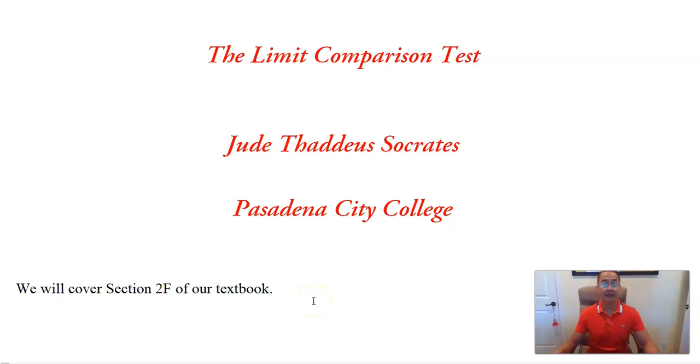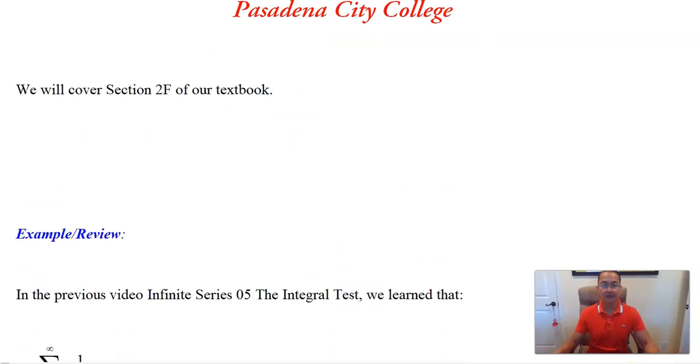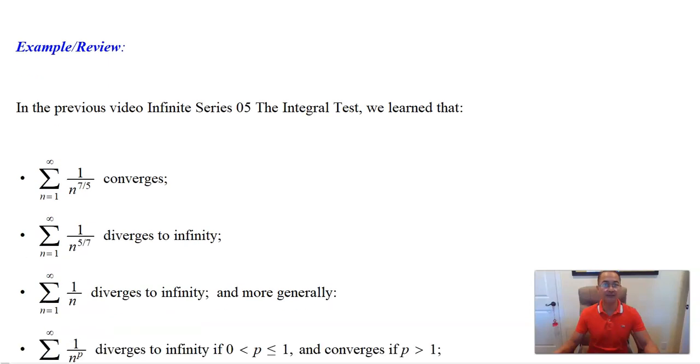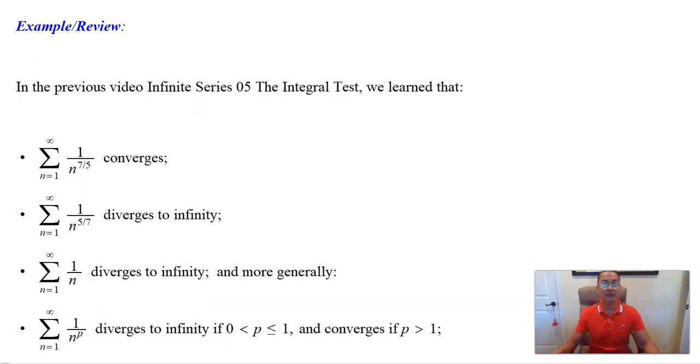But before we do that, let's review a couple of things. In order to spare ourselves from going back and forth, let's review some common infinite series that we know converge or diverge. When we talked about the integral test, we saw that the summation of 1 over n to the 7/5 converges. These are all p-series, and p here is bigger than 1, and we know in general that the p-series converges if the exponent p is bigger than 1.